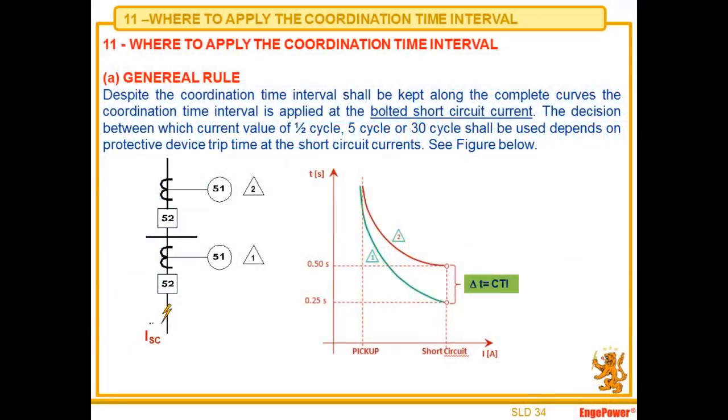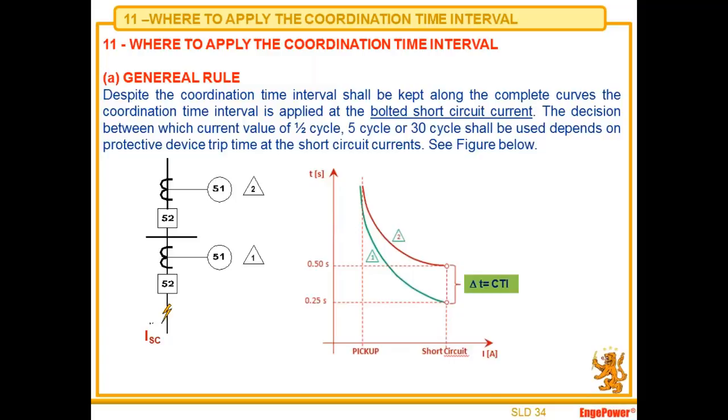Where to apply the coordination time interval? Coordination time interval, the general rule, the rule of thumb, you apply the coordination time interval at the voltage and short circuit current that the protective device is sensing. This is very important, that it is being sensed. Because if the current is not being sensed, the device is not seeing that value.